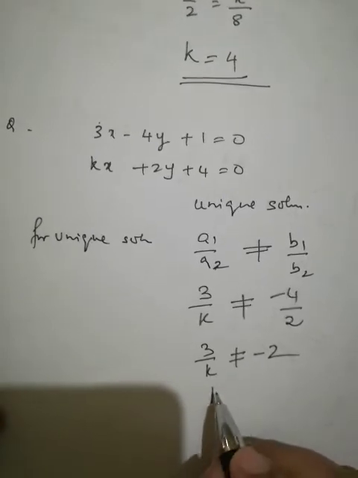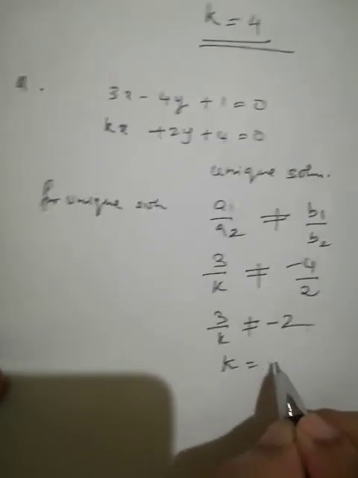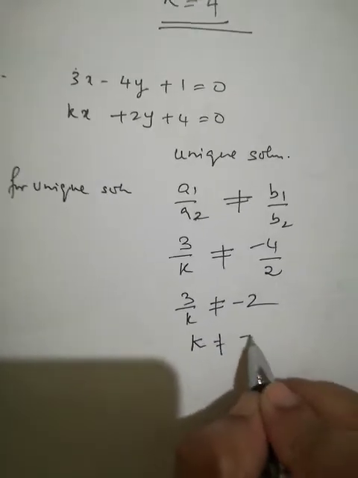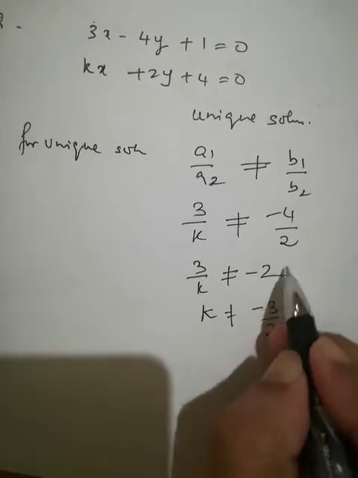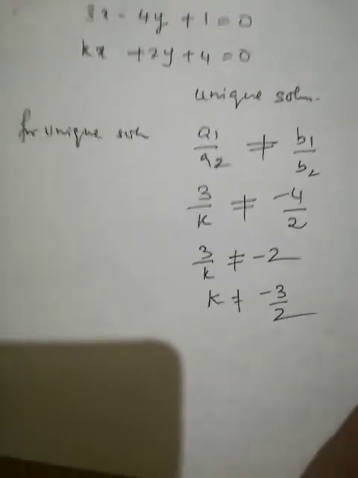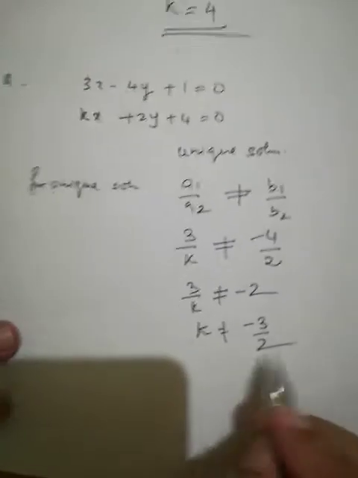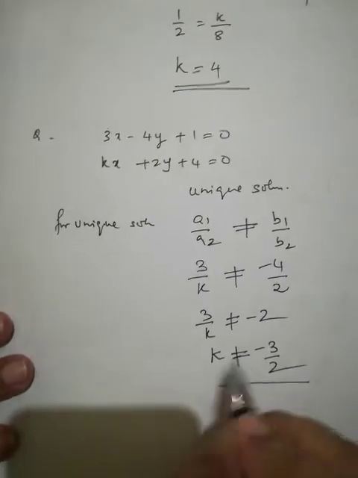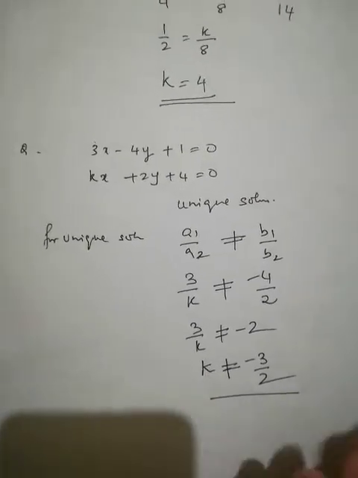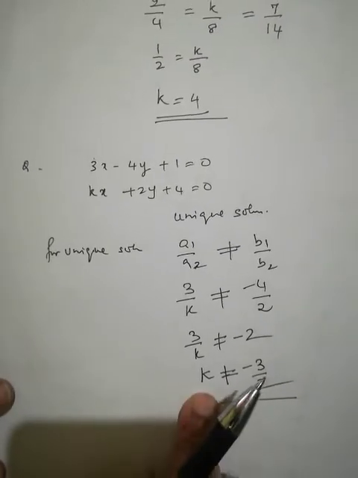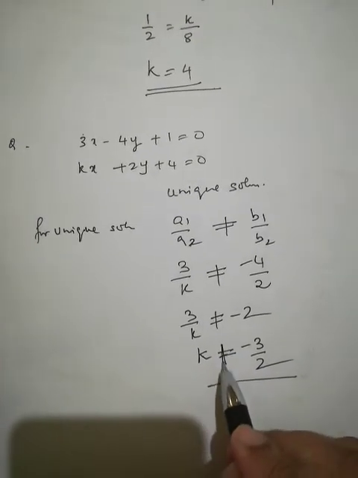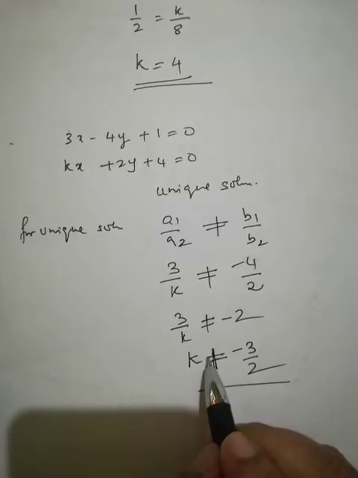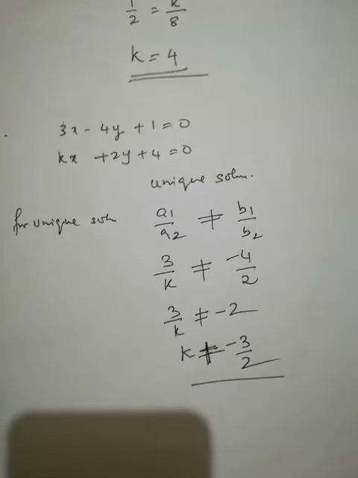You get k is not equal to minus 3 by 2. K will come here, minus 3 by 2. So the value of k is not equal to minus 3 by 2. K can be any value but not equal. So you have to write the answer as not equal to. By mistake, if you have not put this line, then you will get 0. Okay, it is not equal to minus 3 by 2.